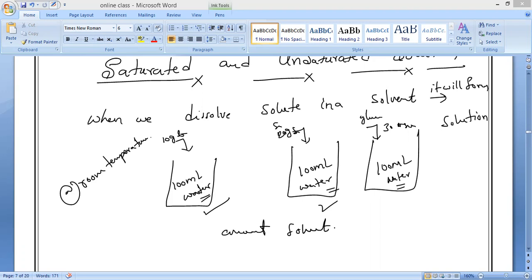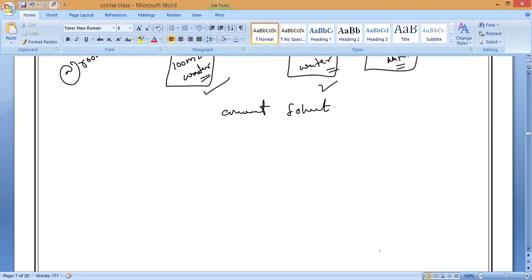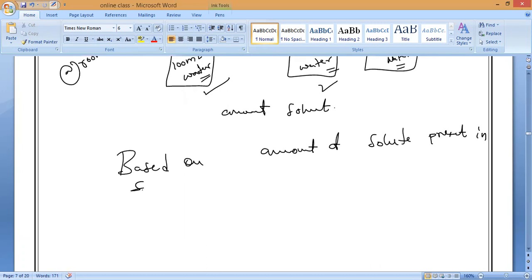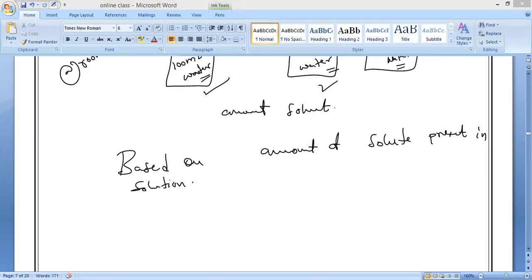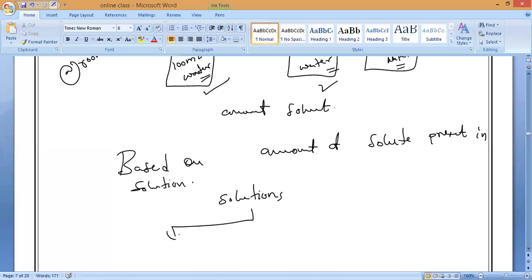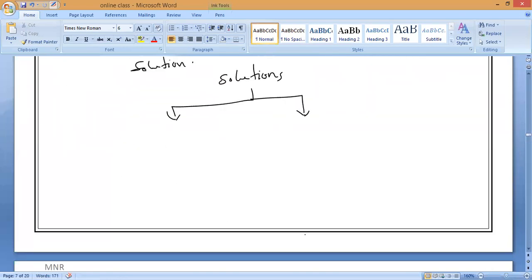Depending upon the amount of solute present in the solution, the solutions can be classified into two groups. So solutions can be classified into how many types, guys? Two types. That is, saturated and unsaturated solutions. So please write it.